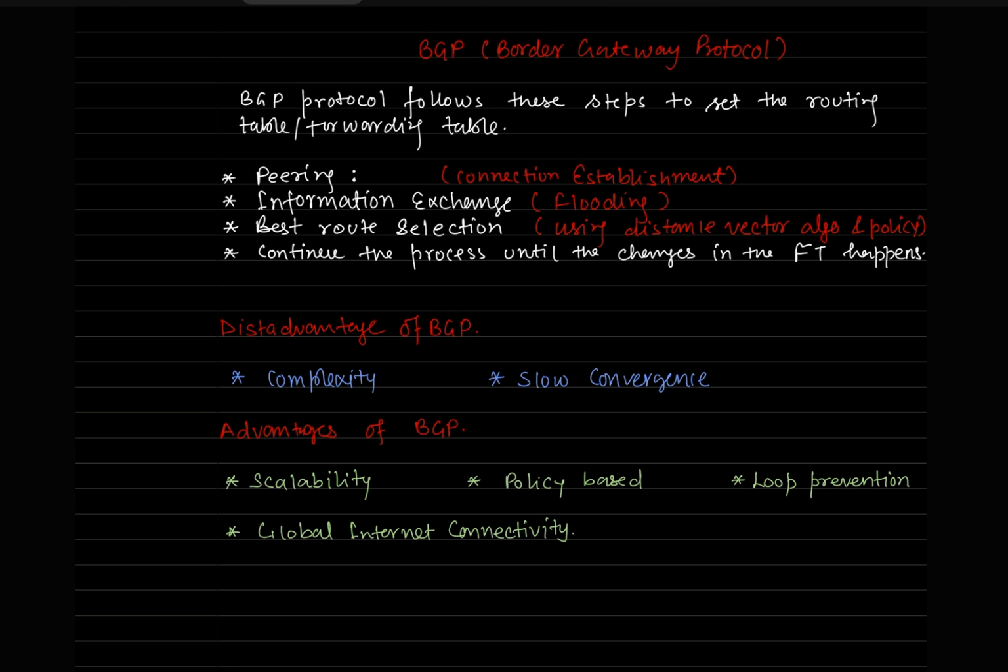So the scalability is very easy. Policy based is also a good thing with BGP. And one more thing is loop prevention. Loop prevention means the count to infinity problem was resolved with this BGP protocol. And the third one is global connectivity. So for global internet connectivity, we use the BGP protocol. Thank you.